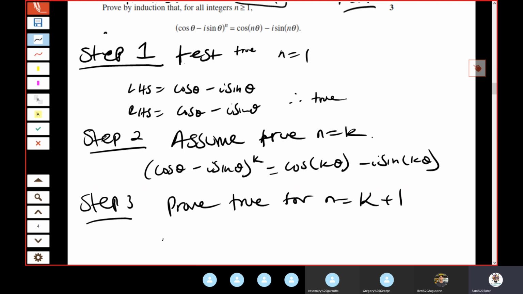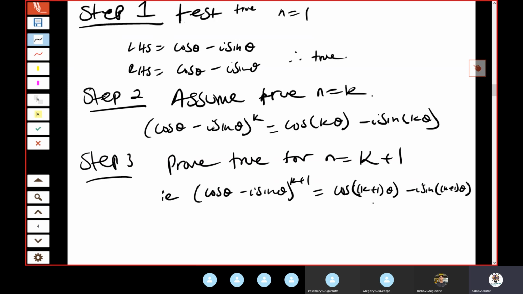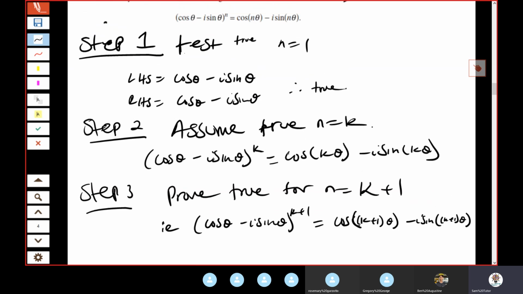And then I like to write my i.e., this is what you're proving. You're proving (cos theta minus i sine theta) to the power of k plus 1 is equal to cos (k plus 1) theta minus i sine (k plus 1) theta. All right. Yep, that's it. Okay, so I just replaced it.